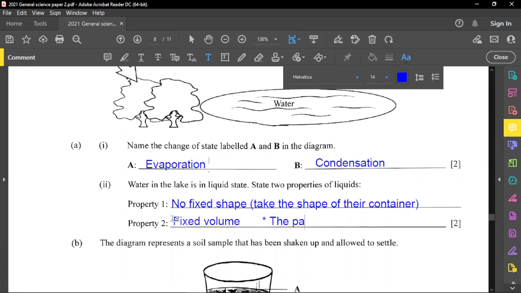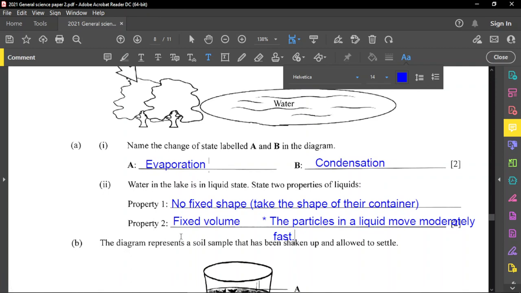All right. So the particles in a liquid move moderately fast, right? So not too fast, not too slow. So gas moves faster than liquid, but liquid moves faster than solid. All right, moderately fast, so not too slow, not too fast.